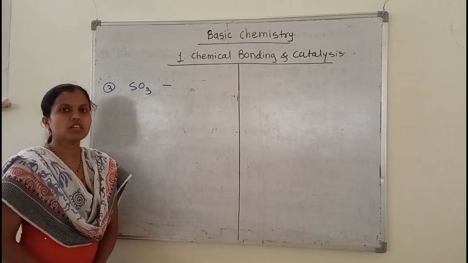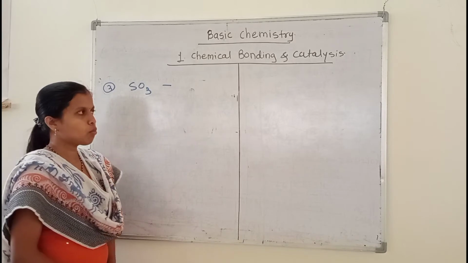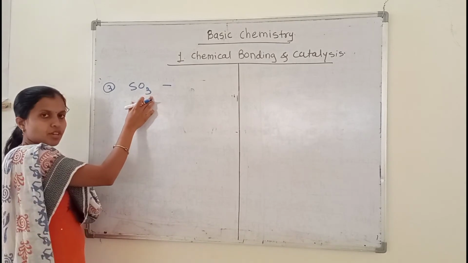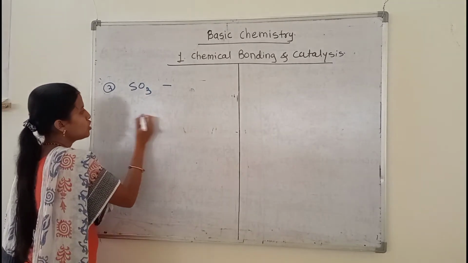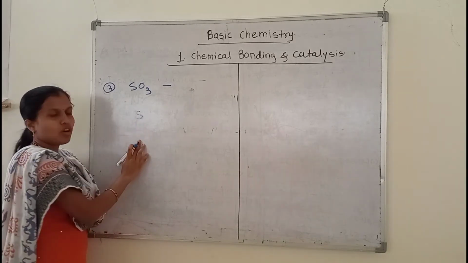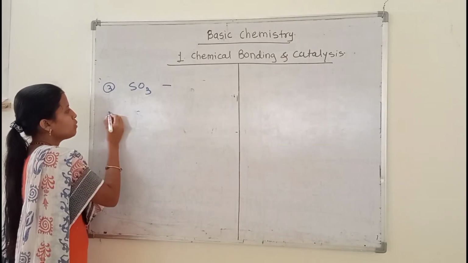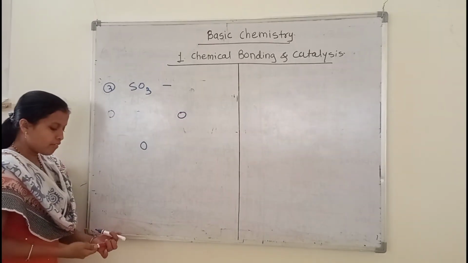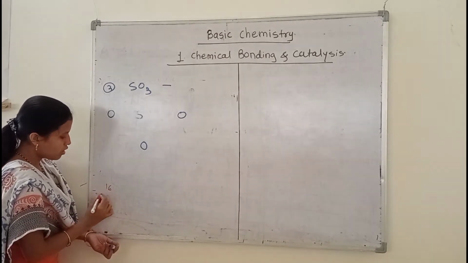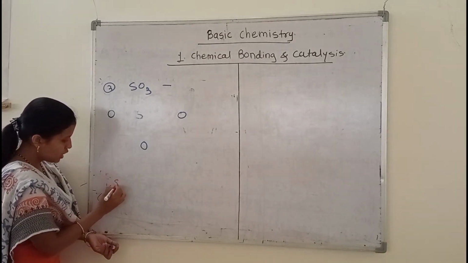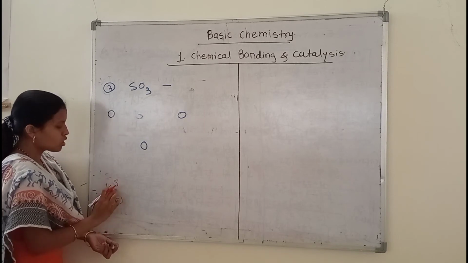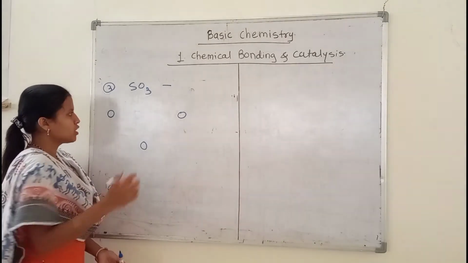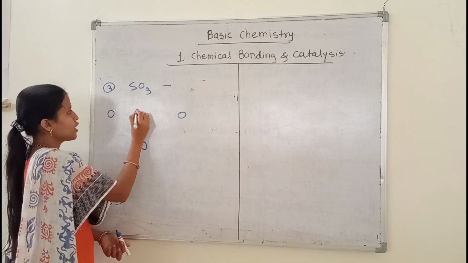Okay, let's see the third example of coordinate bond formation. This is the sulfur trioxide molecule, whose molecular formula is SO3. In this SO3, there is a sulfur atom and 3 oxygen atoms. We write here: the sulfur atom has atomic number 16, so its electronic configuration is 2, 8, 6. The sulfur atom has 6 electrons in its outermost shell and requires 2 electrons to complete its octet. So write its valence shell electrons here.